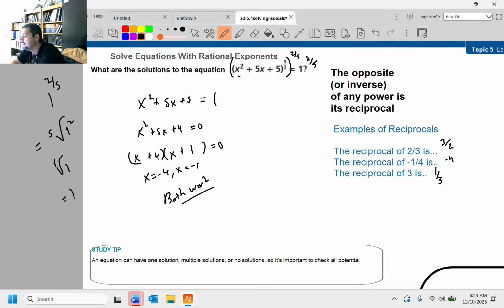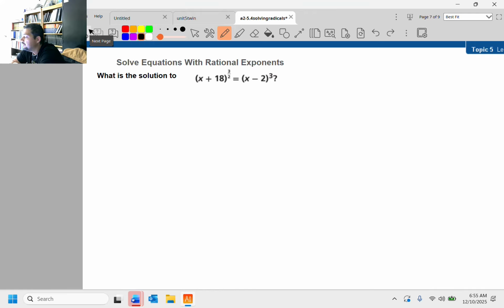Easy peasy lemon squeezy. Two to go. Then I got to do your homework. What is the solution to (x + 18)^(3/2) = (x − 2)^3?